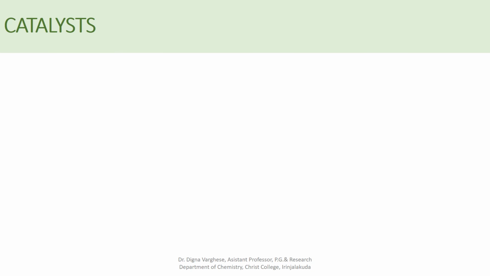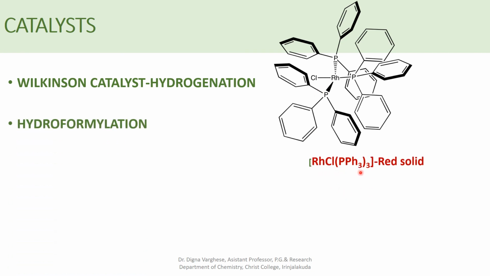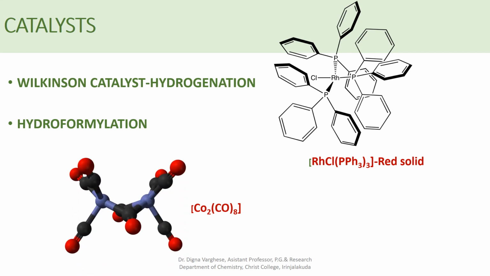Catalyst. Some catalysts are coordination compounds. For example, Wilkinson's catalyst is used in the hydrogenation reaction, that is, alkene is converted to alkane. In this case, a rhodium based catalyst is used for this particular reaction, and it is RhCl(PPh3)3. And in the hydroformylation reaction, the alkene is converted to an aldehyde. For this, the catalyst is Co2(CO)8.